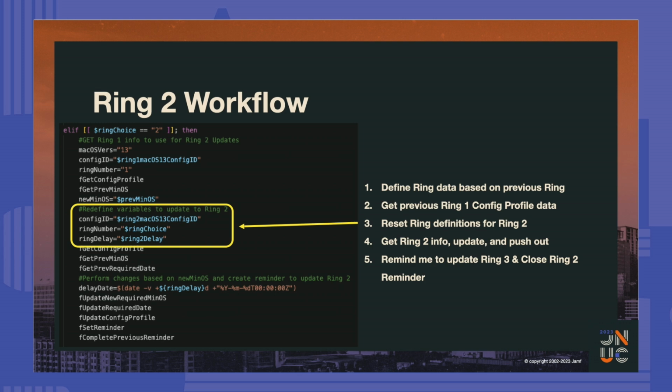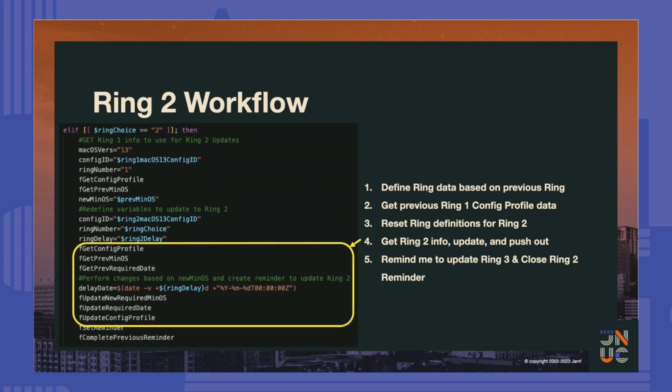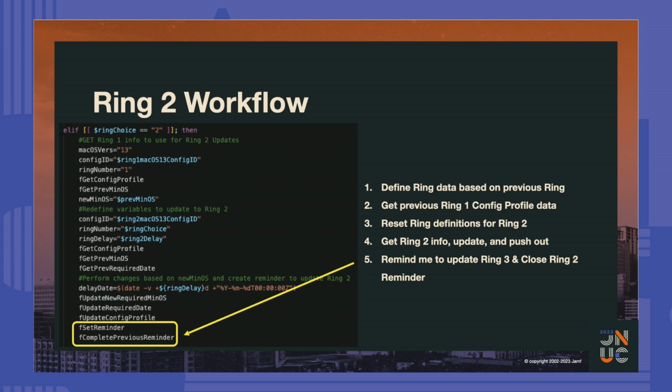Go and get the information from ring 2. What are my delays? What's my ID? And then from here, it's the same process we looked at before. So we're just going to go ahead and get the ring updates, push it out. And then here, we're going to first create the reminder for next week, but then also take care of that last reminder by completing the reminder that was due today.